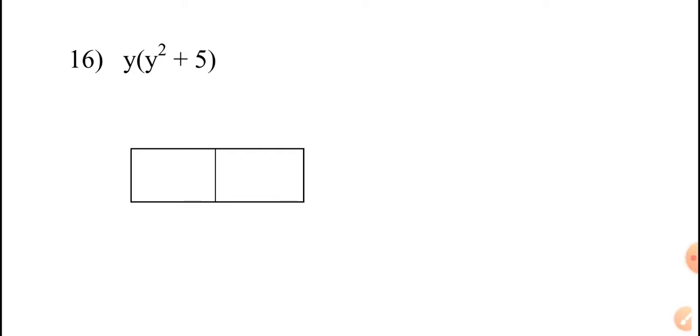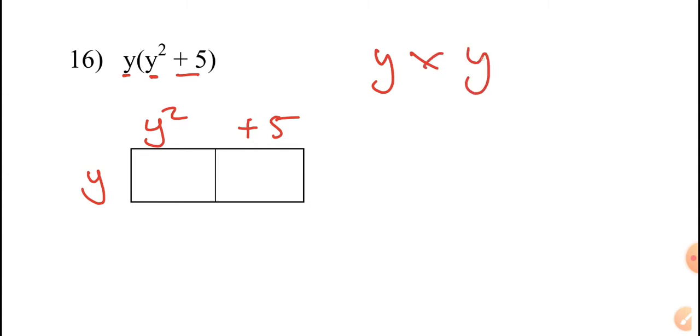So question 16 now. Because I can see y squared there, we will write y squared, and I can see plus 5, so I'll write plus 5 here, and I can see y here. So now inside here I'm going to do y times y squared.